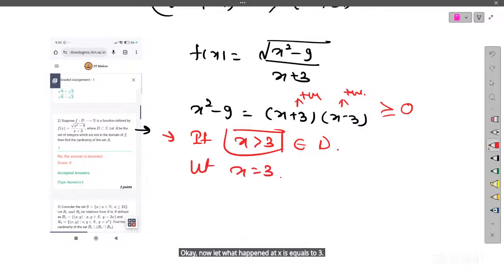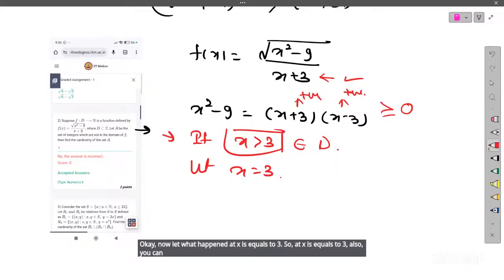At x equals 3, the denominator is well defined. It won't create a problem. And here also you will get 0. So that means x equals 3 also belongs to your domain.